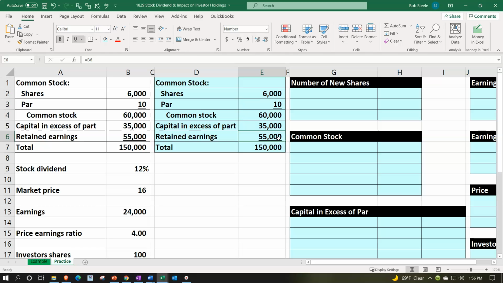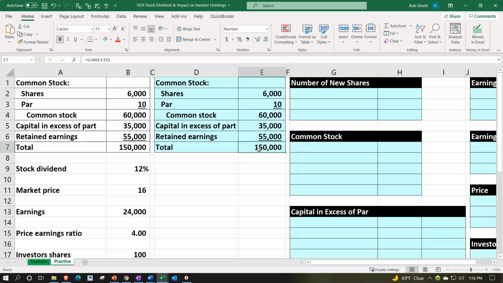It's not a stock split, it's a stock dividend. Therefore, retained earnings are decreasing. It's going to go down by the market value, which is the $16 times the number of new shares that will be issued for the 12% shares that are going out. Then we're going to have to adjust something else in the equity section to remain in balance, in other words, for the total not to change, because there's no change in assets or liabilities, unlike with a cash dividend where there is a change to the cash, the asset.